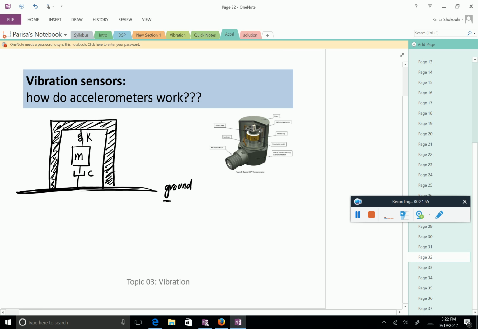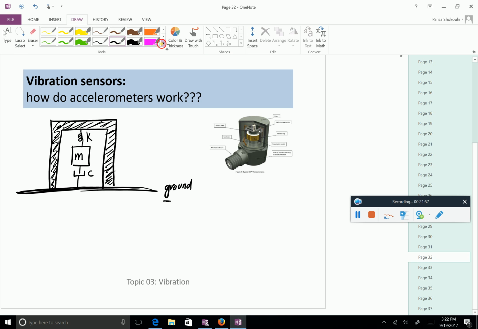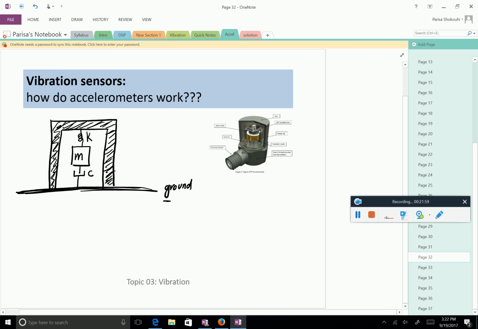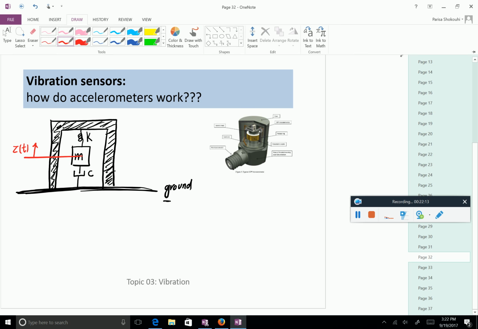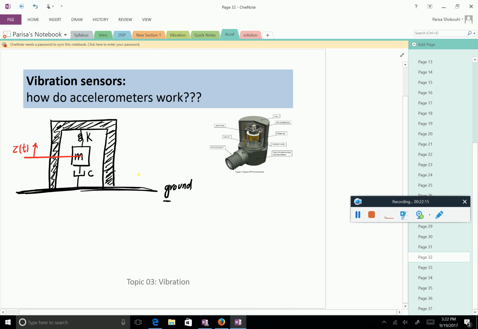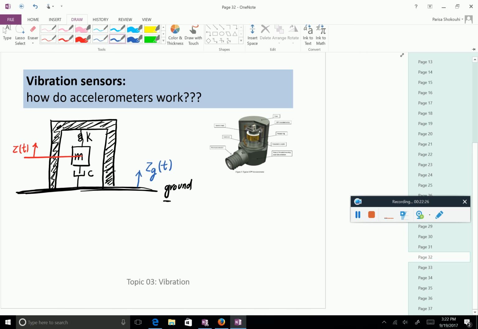Now let's see, last time went so fast. So let's define the coordinates. That's the movement of the mass. I use Z just like before. And this is the movement of the ground, Z sub G.